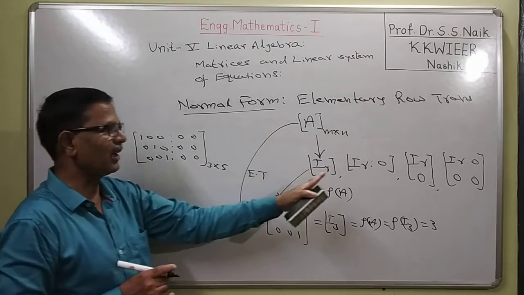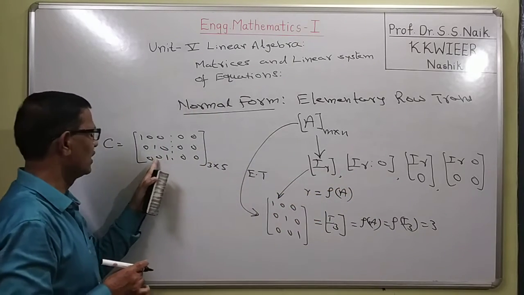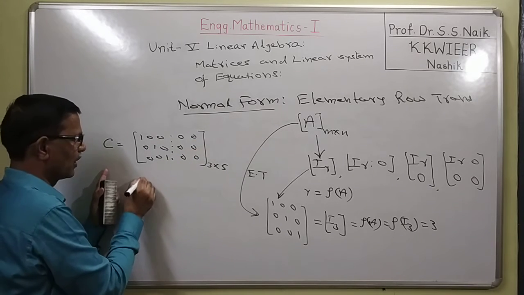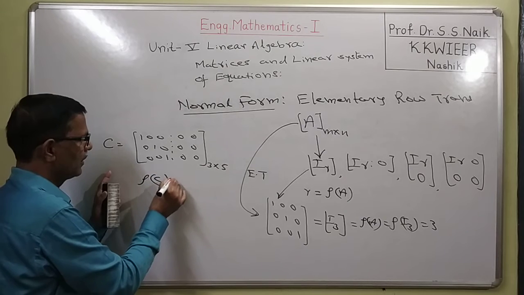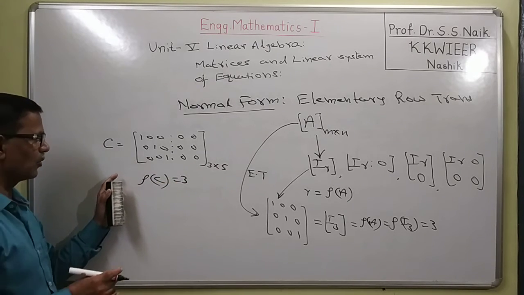Now this is the second type of the normal form. And here again if you see, this becomes I3 and this becomes 0, 0, 0. So therefore rank of C is equal to 3. Okay. Then just try to understand.